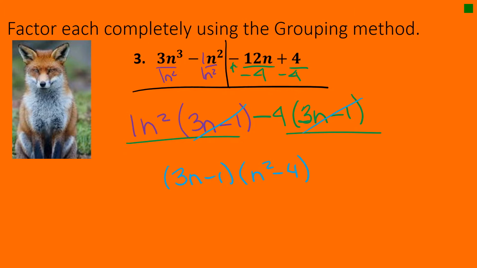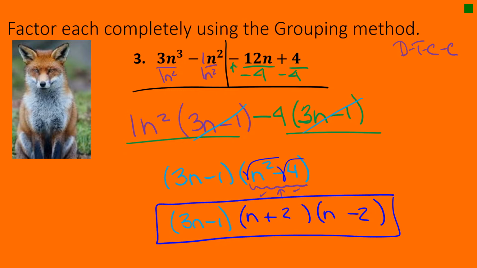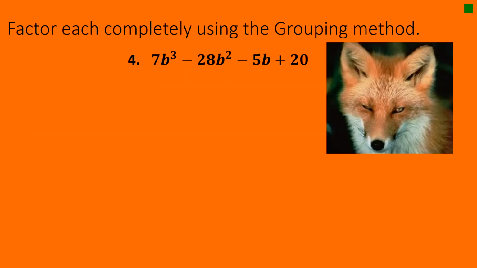Even though it says factor by grouping, remember, we always have to double, triple check. Look at this right here. 2 terms. There's a minus in the middle. Perfect square, perfect square. So we're going to leave 3n minus 1, and we're going to factor this into the plus minus. What's the square root of n squared? What did I square to get n squared? N. What's the square root of 4? 2.